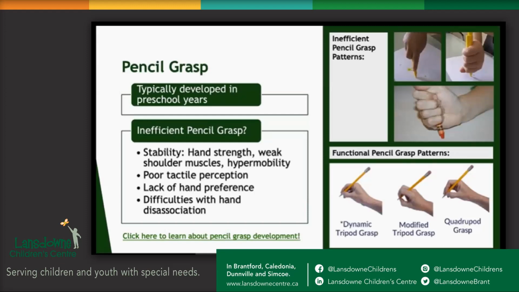Functional pencil grasps that we would say are appropriate are below. The dynamic tripod grasp, that's what most people are familiar with, where your thumb and index are securing the pencil against your middle finger. There's also a modified tripod grasp, as you can see in the middle picture. It's also considered appropriate. And then the quadrupod grasp is when there's an extra finger on the pencil.